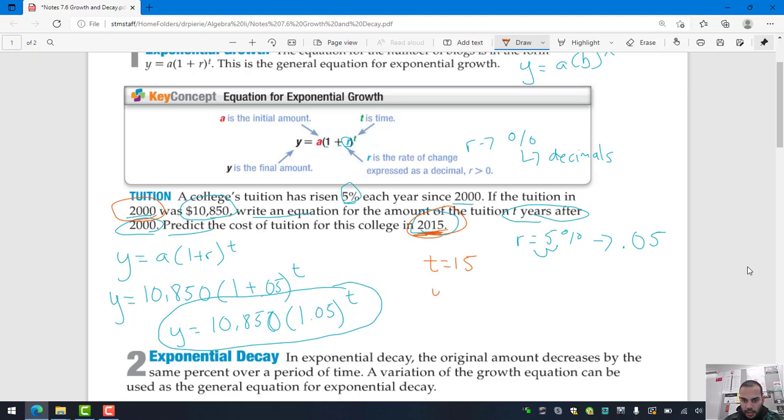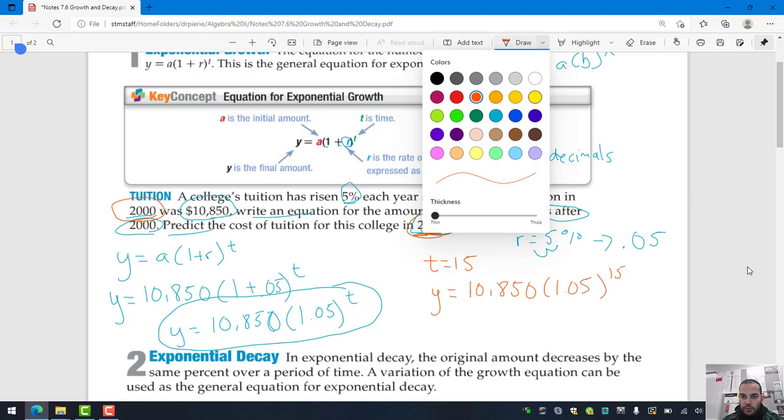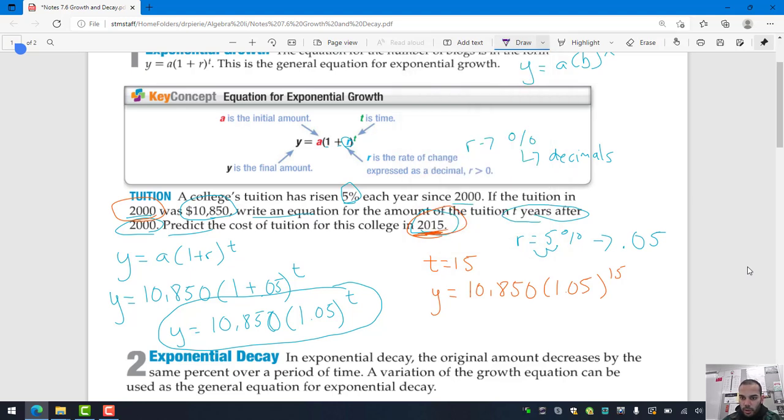Once I have that, it just basically becomes plug and chug. Rewrite your equation exactly as you see it: 10,850 times 1.05 raised to the 15th power, because 15 years have passed. When you're doing this, super important, you account for order of operations. You've got to do the exponents first. The first thing you have to do is 1.05 raised to the 15th power.